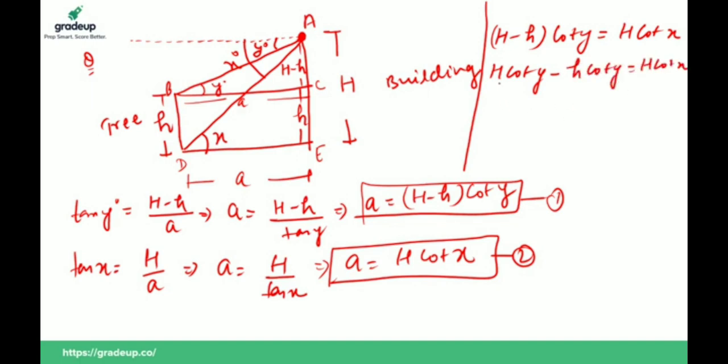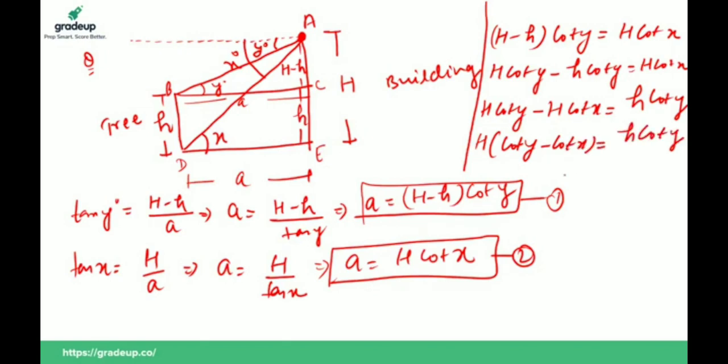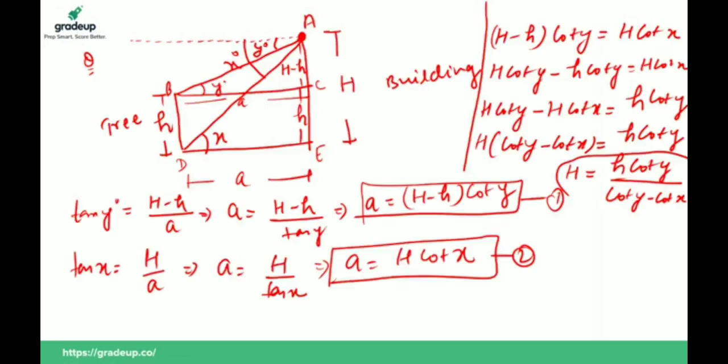So we have to find the capital H. So H cot y is equal to h cot y plus h cot x. You have to take h common from here. You are left with cot y plus cot x. Then this will be equal to H cot y. So H will definitely be equal to h (cot y plus cot x) divided by cot y. I hope you got the point.